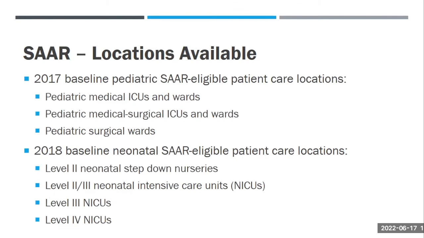So the pediatric baseline is also from 2017 and includes similar units. So your medical ICUs and wards, your med surg ICUs and wards, as well as your general surgical wards. Then in 2018, the neonatal SAAR eligible patient care locations were established. And so this is a separate benchmark. So adults, pediatrics, and neonates all have separate benchmarks. This last benchmark was established in 2018. And it includes step-down nurseries, intensive care, level 2, 3, and 4 NICUs.